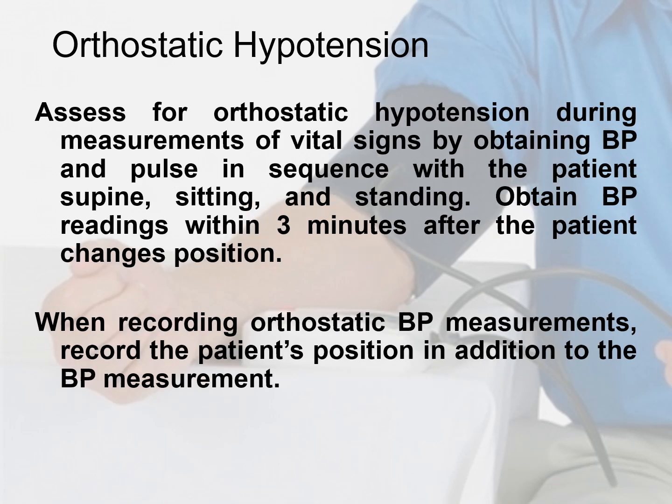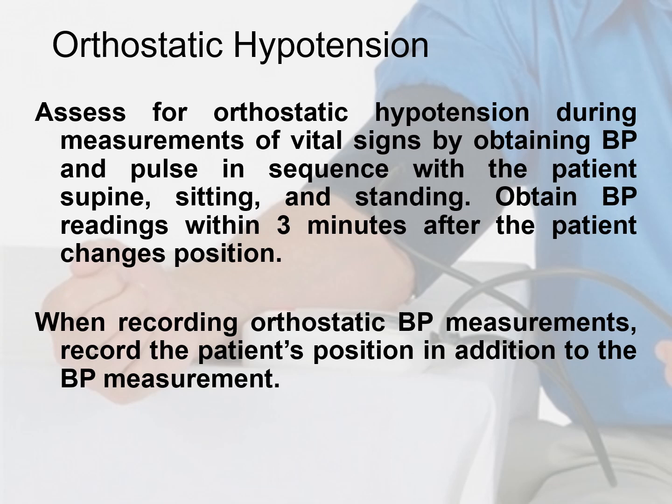Assess for orthostatic hypotension during measurements of vital signs by obtaining blood pressure and pulse in sequence with the patient supine, sitting, and standing. Obtain BP readings within 3 minutes after the patient changes position. In most cases, orthostatic hypotension is detected within a minute of standing. If it occurs, help the patient to a lying position and notify the healthcare provider or nurse in charge.